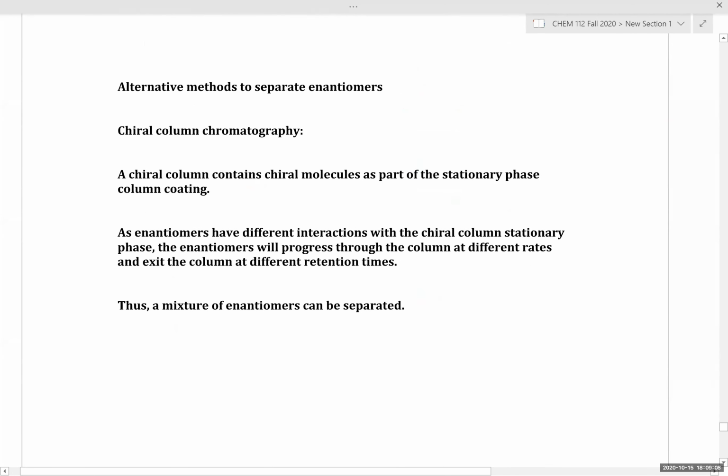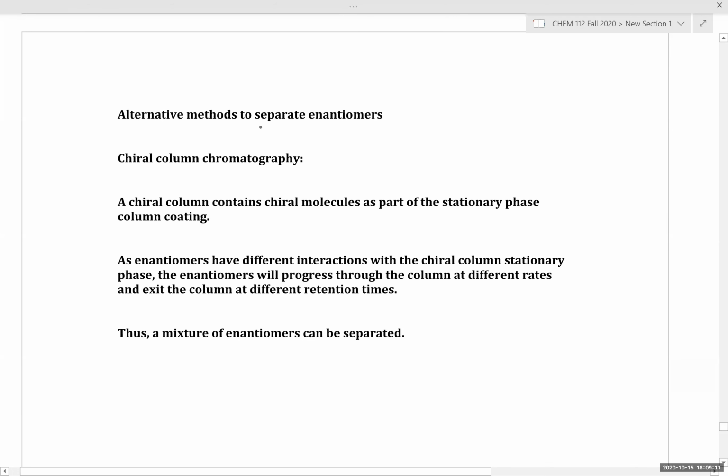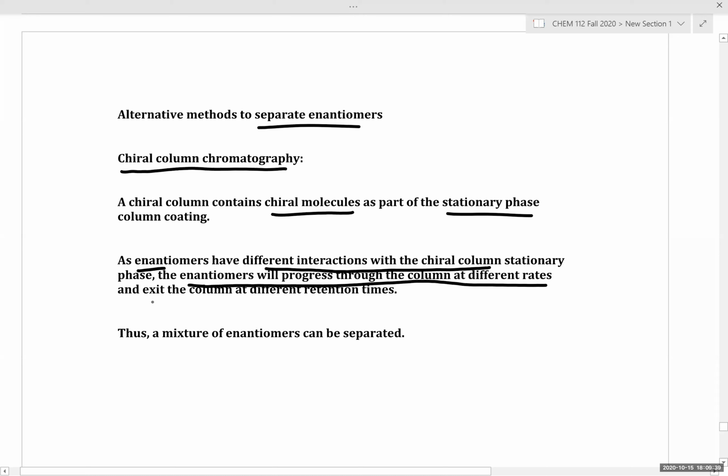Now, there are a few other methods to separate enantiomers. One method would be chiral column chromatography. This is primarily used for quantifying the amount of enantiomer in a mixture. It's not actually used very commonly as a preparative method. A chiral column contains chiral molecules as part of the stationary phase. As enantiomers have different interactions with the chiral column, the enantiomers will progress through the column at different rates and exit the column at different retention times.